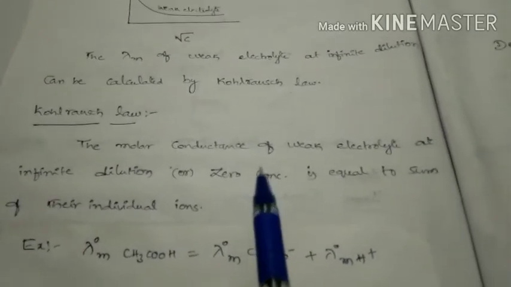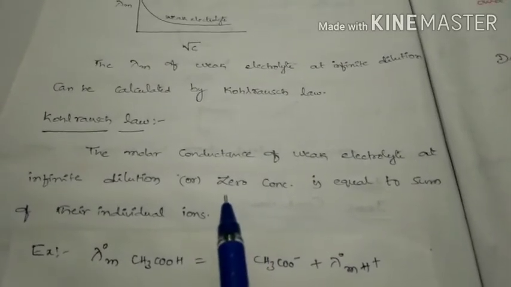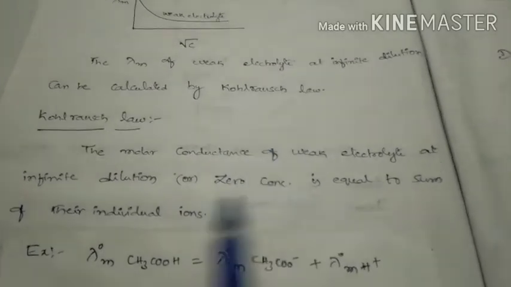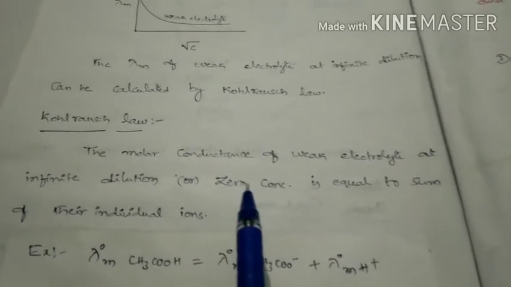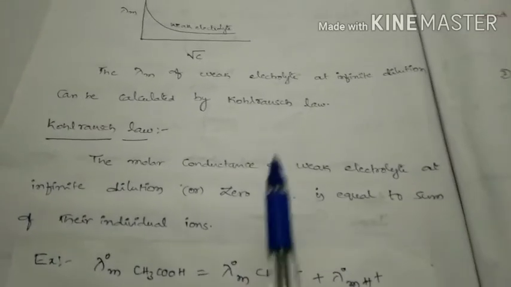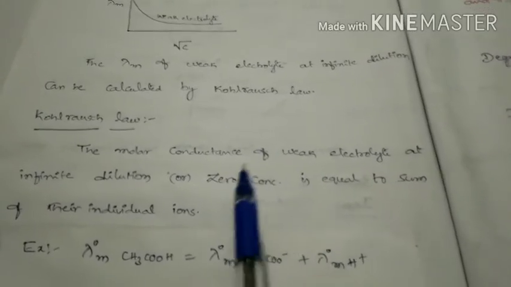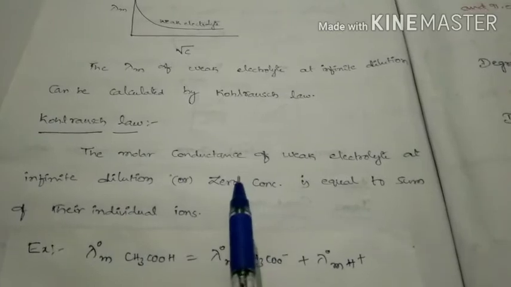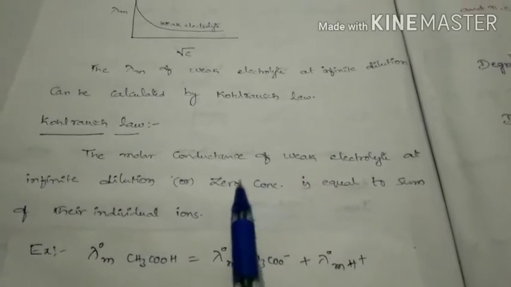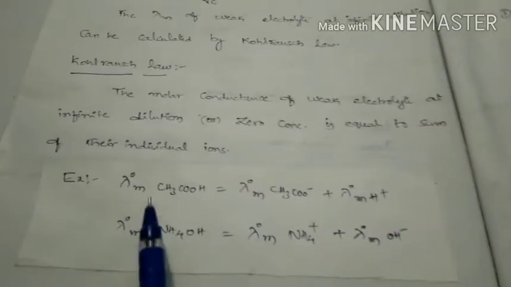I will repeat once again. If we get the equivalent conductance or molar conductance of ions, not the electrolyte, at infinite dilution or zero concentration, and if you add those ions, that means the cation and anion, then we get the molar conductance or equivalent conductance of the weak electrolyte at infinite dilution or zero concentration. If you see the example, then you get an idea. So these are the examples.